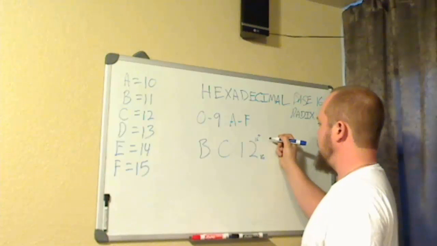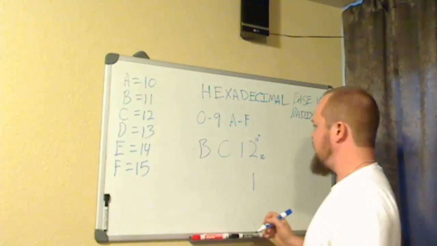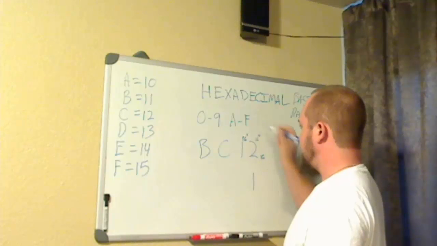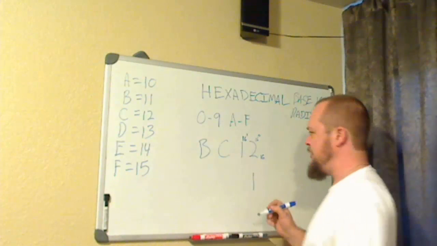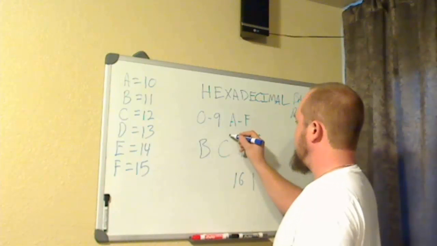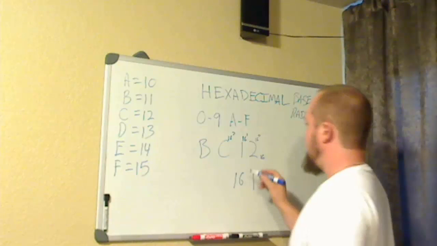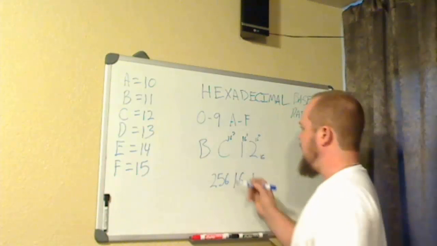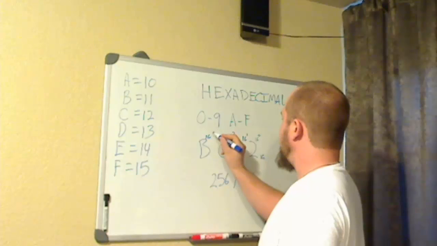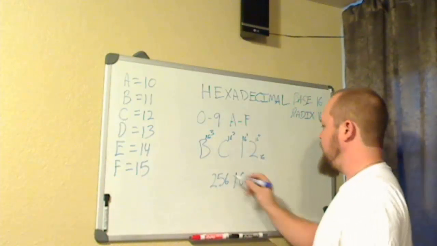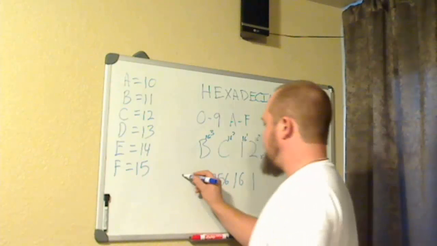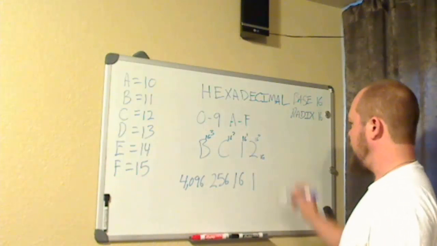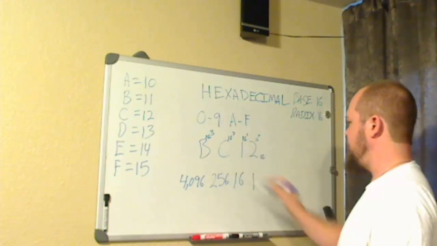16 to the 0 power is 1. Any non-zero number raised to the 0 power is always equal to 1. 16 raised to the first power, any number raised to the first power is equal to itself. 16 raised to the second power is 16 times 16, which is 256. 16 raised to the third power is 256 times 16, which is 4,096.